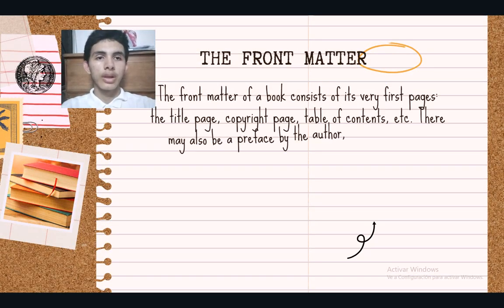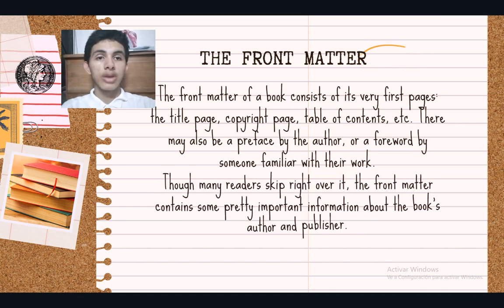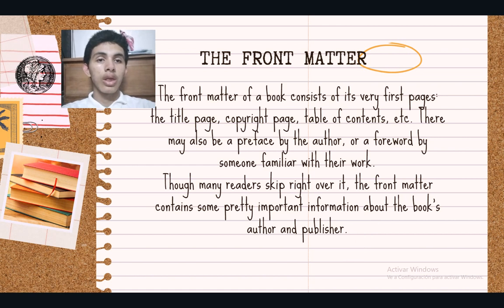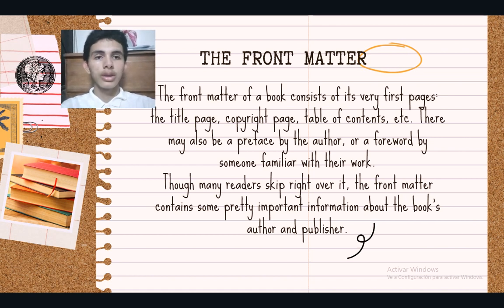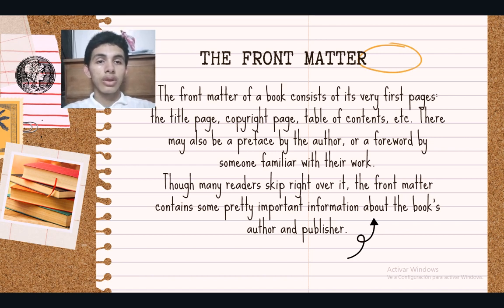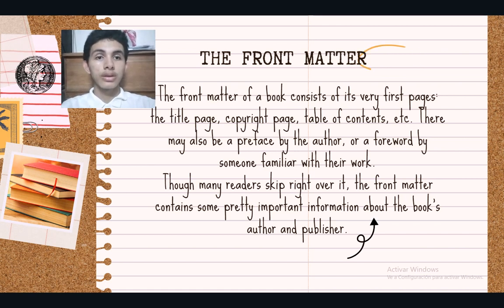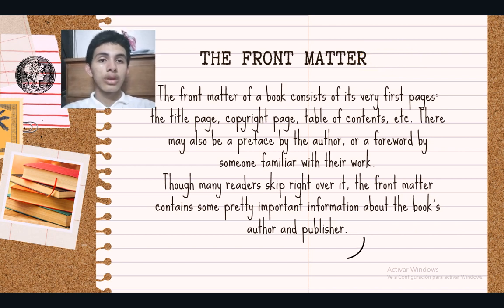The front matter. What does this mean? The front matter of a book consists of its very first pages, the title page, copyright page, table of contents, and more. There may also be a preface by the author or a foreword by someone familiar with their work. Thus, many readers will skip right over it. The front matter contains some pretty important information about the book's author and publisher.